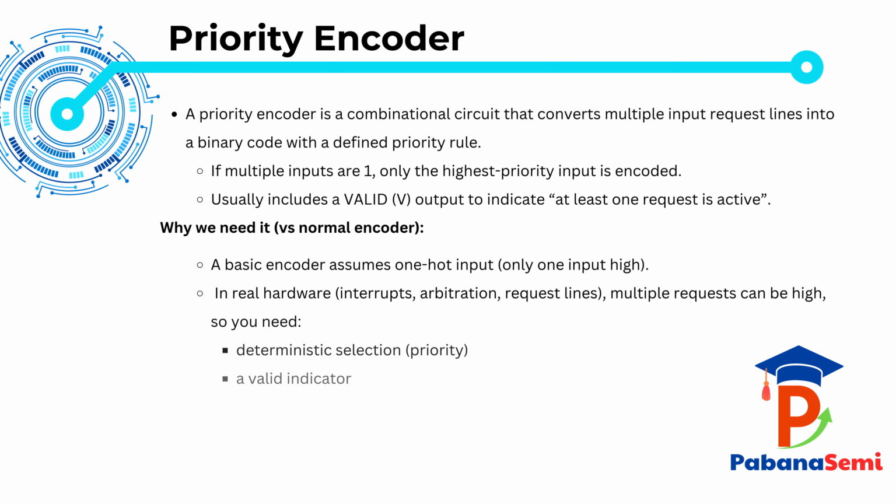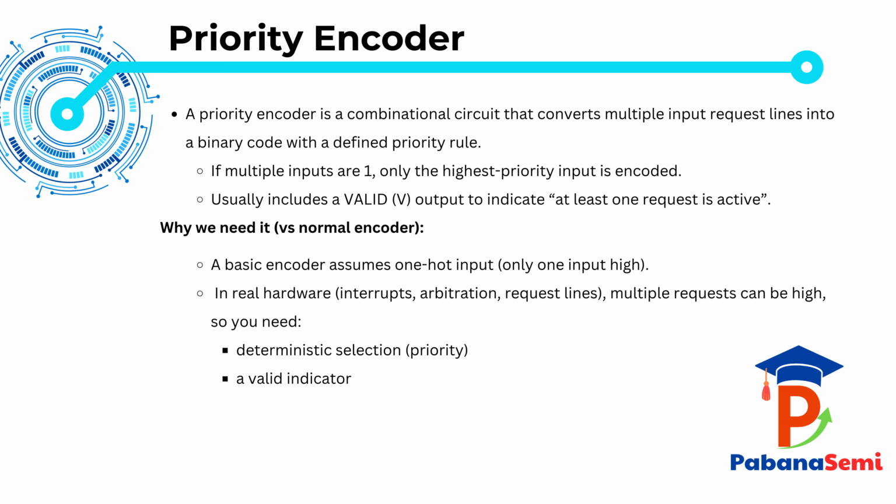Now let's understand the priority encoder. A priority encoder is a combinational circuit that converts multiple input request lines into a binary code, but with one key rule: it follows a fixed priority order. That means if more than one input becomes 1 at the same time, the circuit does not get confused. Instead, it encodes only the highest priority active input.